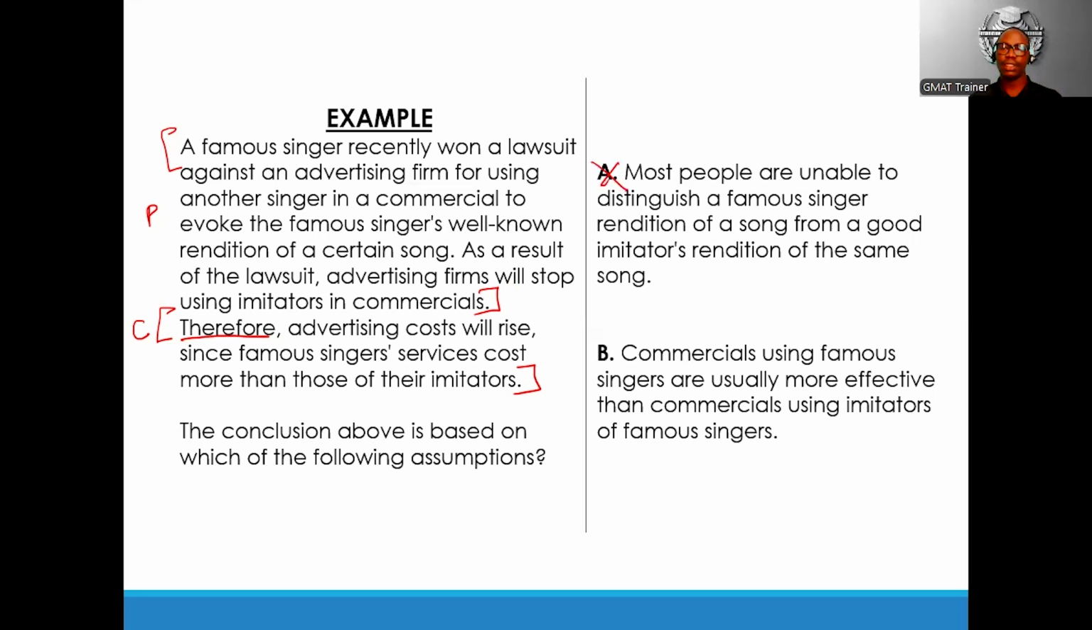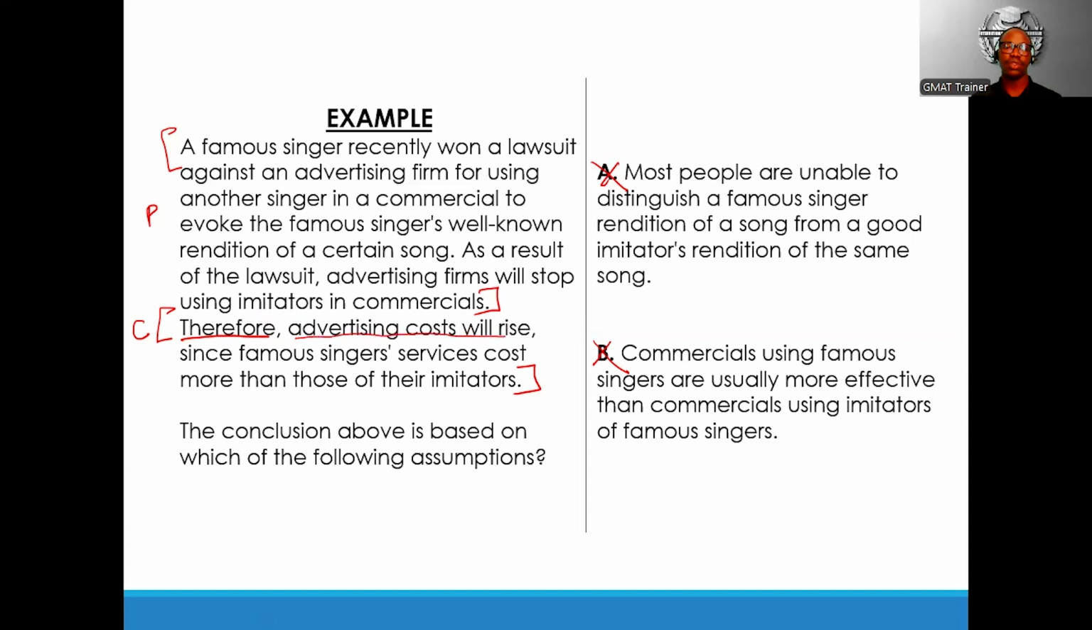B, commercials using famous singers are usually more effective than commercials using imitators of famous singers. Again, this B is really justifying what we have in the conclusion. If commercials using famous singers are more effective, that would defeat the idea being presented in the conclusion about advertising costs being high. If it's successful, then the issue of cost will not be a factor really.